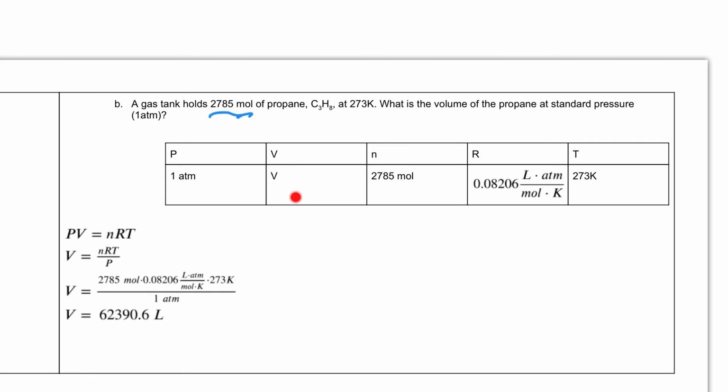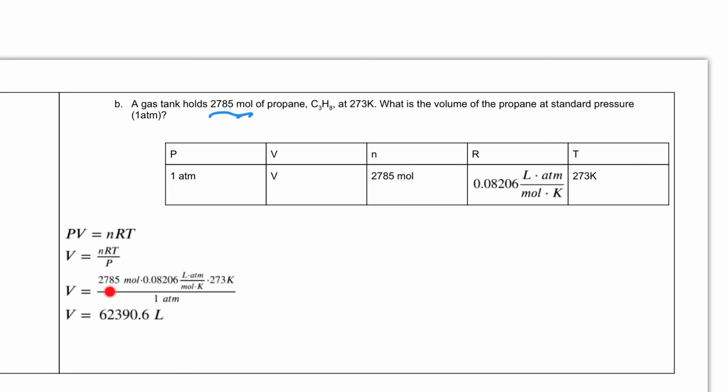Volume is what we don't know this time. N is 2,785 moles. R doesn't change. And T is 273 K. My equation is PV equals nRT, so PV equals nRT, rearranging to solve for the variable I want. V is equal to nRT divided by P.